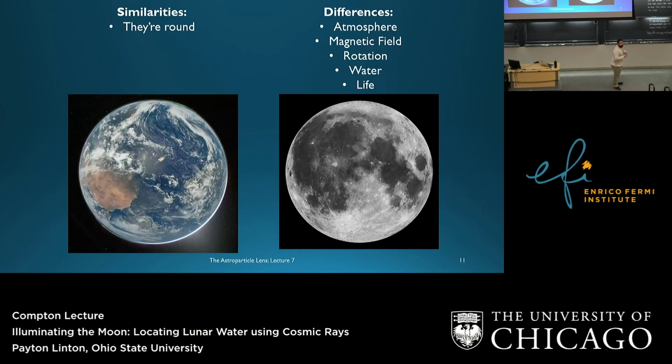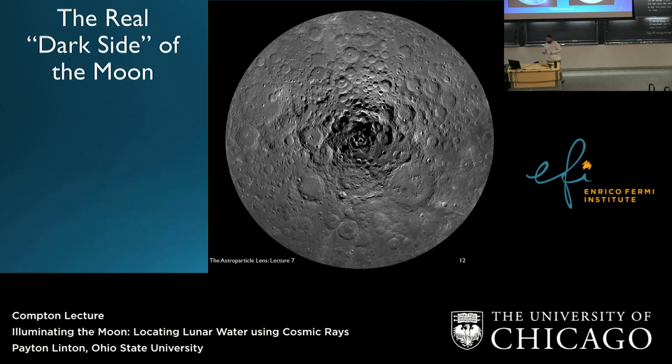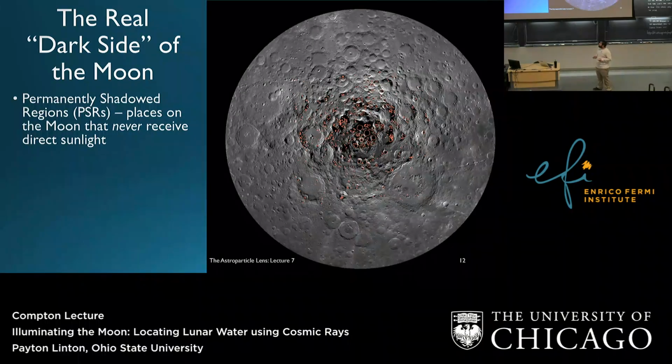But we are still interested in wondering what are the extreme environments in which water can exist. And the moon provides a very unique opportunity in the fact that it's close and a very different environment to study and understand how water can exist in other places, right? And so for that, we start to talk about the real dark side of the moon, or permanently shadowed regions. We call these PSRs, and these are regions of the moon that never receive any sunlight.